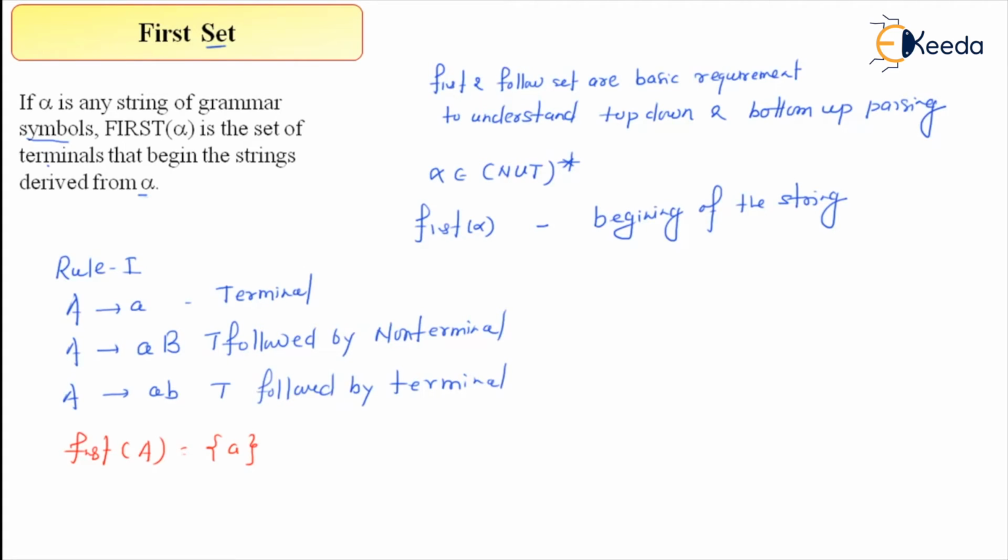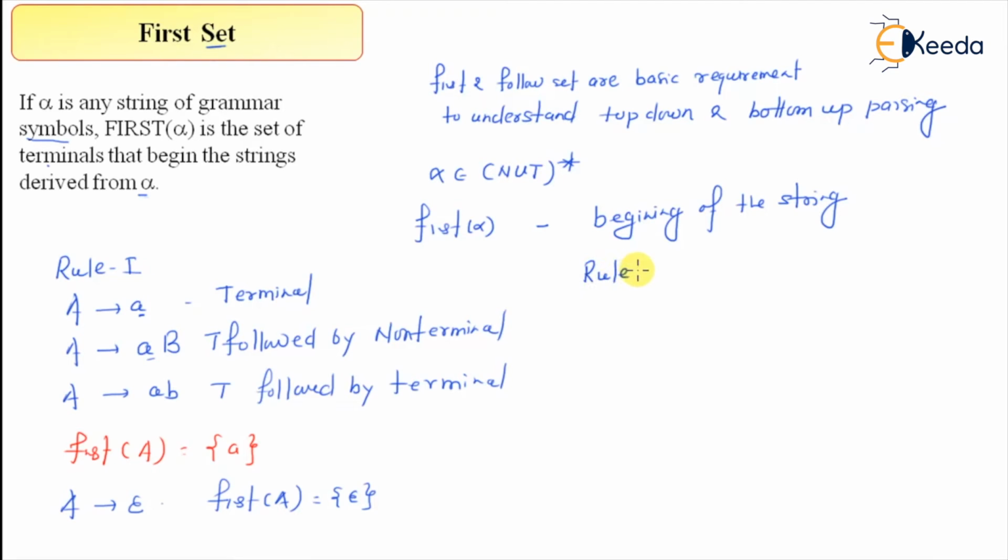An extension of this first rule is that if A derives epsilon, then first of capital A will include the symbol epsilon. So that is rule number 1, and I think you will find it very easy because the first symbol is a terminal, and I'm looking for first of capital A, so that terminal will be there.